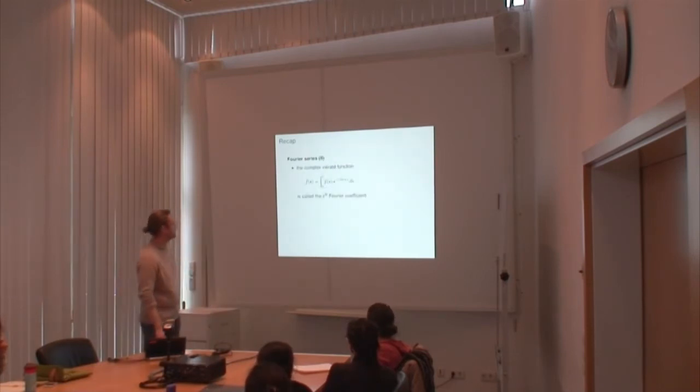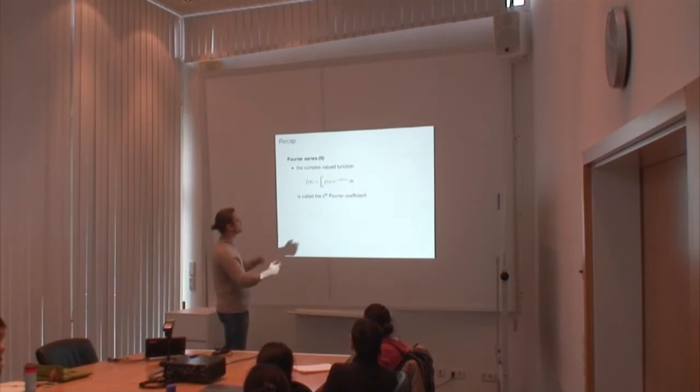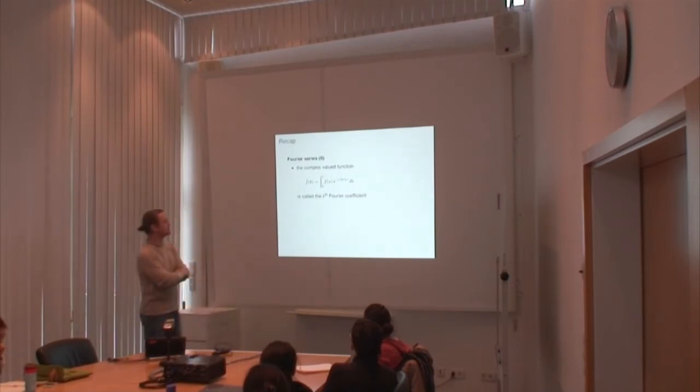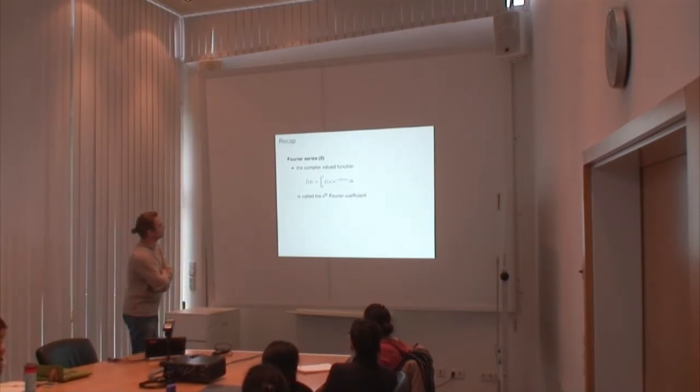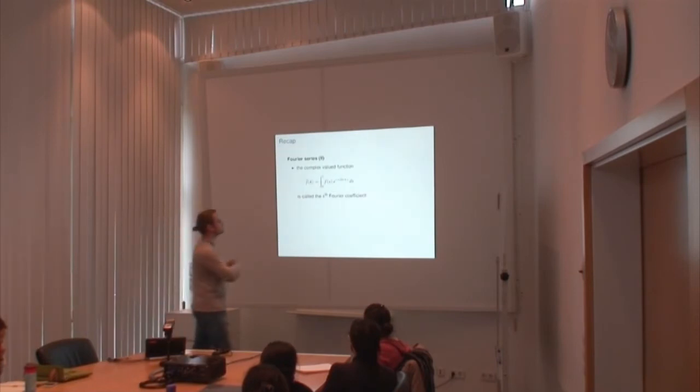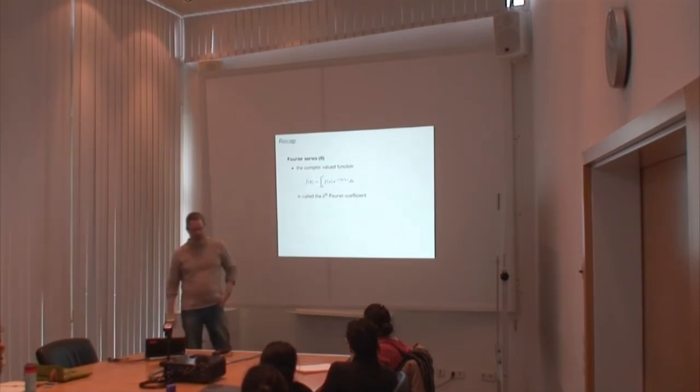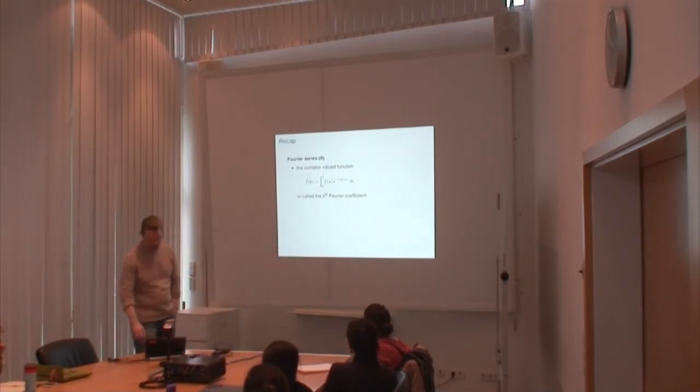And for this f hat of k, we found that we can express it in terms of this integral over one period. We are interested in periodic functions of period 1. Integral from 0 to 1, and then the function we are given, f of x, times the complex exponential e to the minus I 2 pi kx, all of this dx. And the value of this function f hat at k, so basically this expression, is called the kth Fourier coefficient.